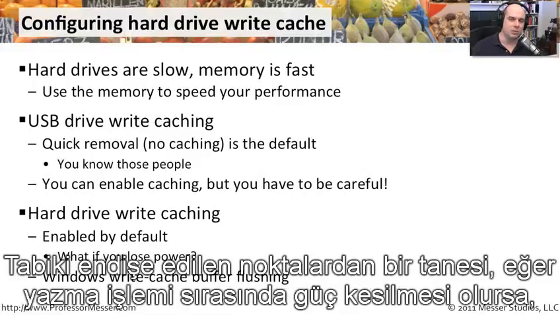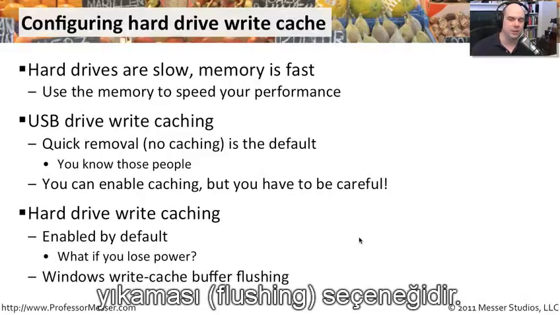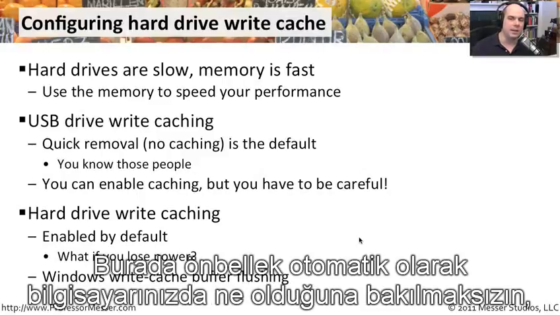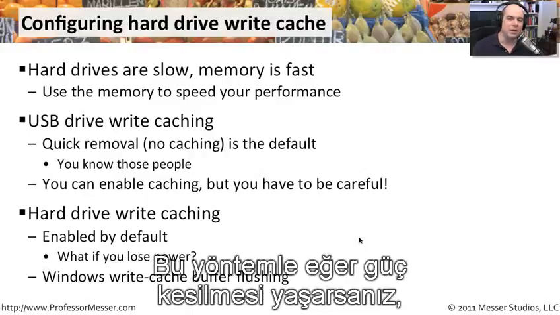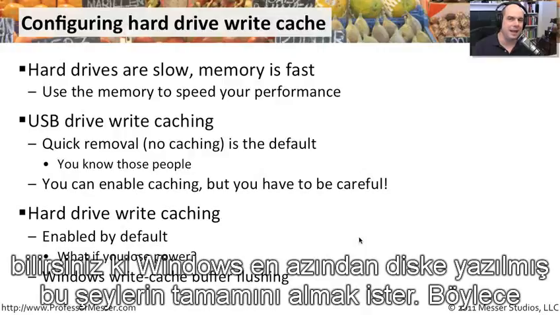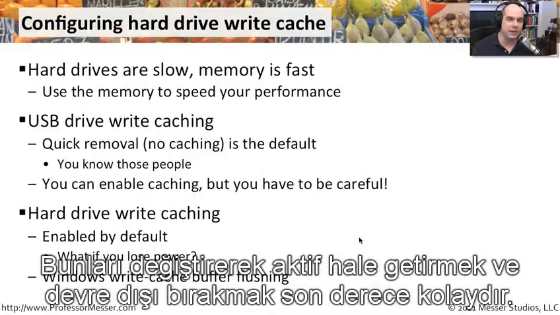One of the concerns, though, of course, is what if you lose power in the middle of writing something? Windows has thought of that. One of the things that it does is have this write cache buffer flushing option, where the cache will automatically be flushed to disk every so often, regardless of what's going on your computer. That way, if you happen to lose power, you'll know that at least Windows tried to get everything that it could written to that disk, so nothing got lost in the middle of that writing process. And it's very easy to change these things, enable them and disable them.